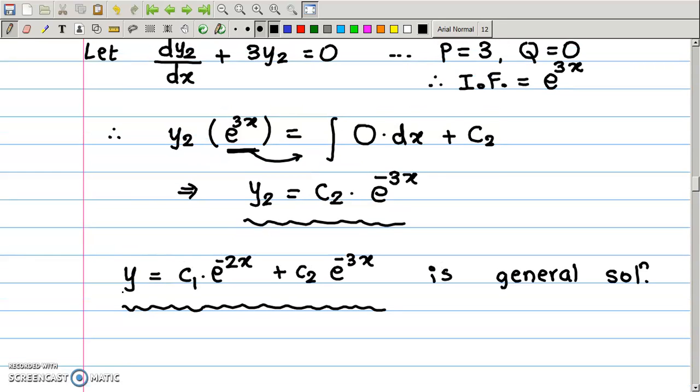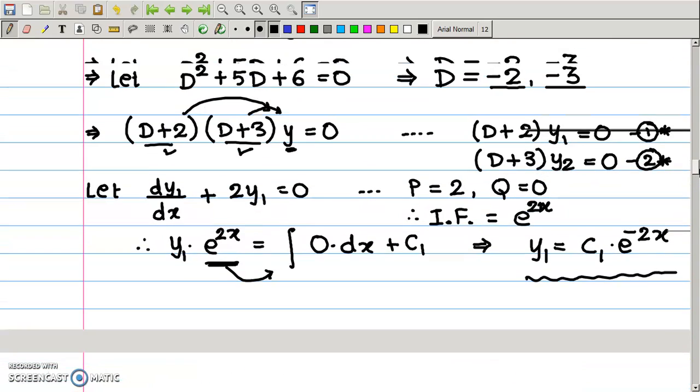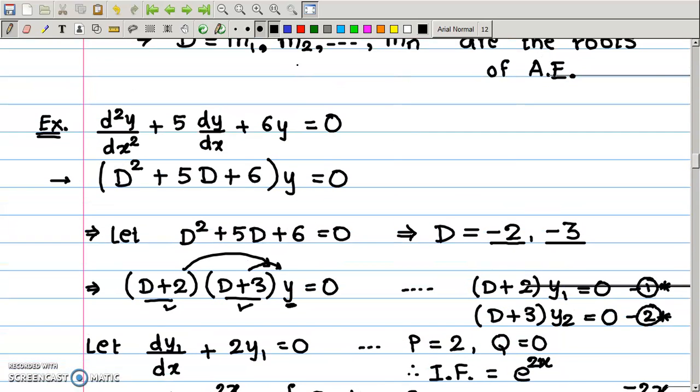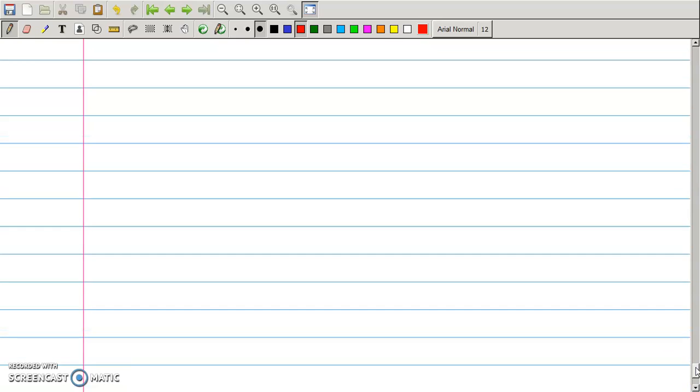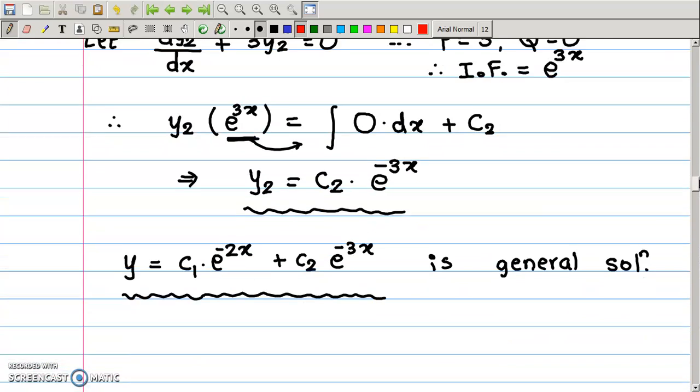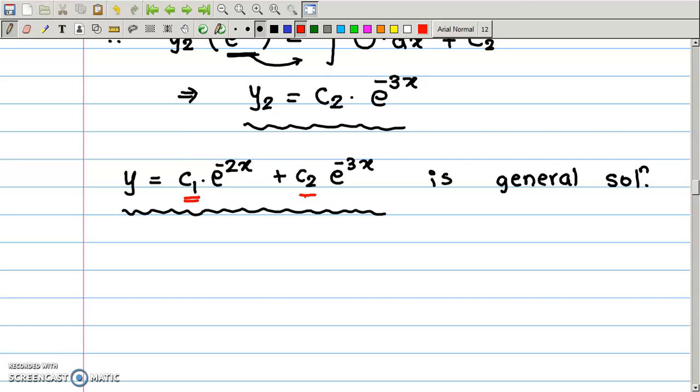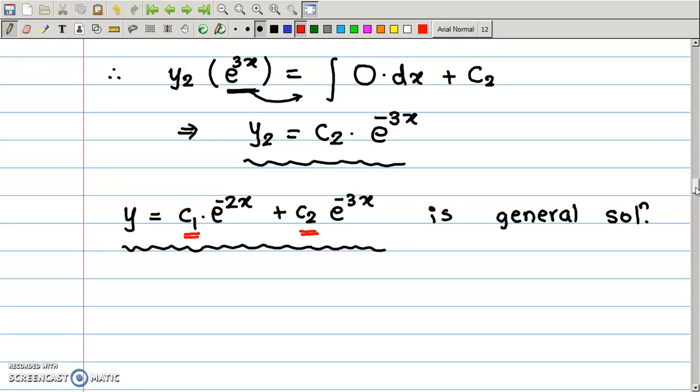If we differentiate this and substitute these values in this differential equation, then c1 e raised to minus 2x plus c2 e raised to minus 3x will satisfy this equation. And to verify the nature of the solution, whether it is correct or not: the order of the differential equation is 2 and the number of arbitrary constants used in the general solution is again 2. So c1 and c2, we use 2 arbitrary constants. So this will be the required general solution.